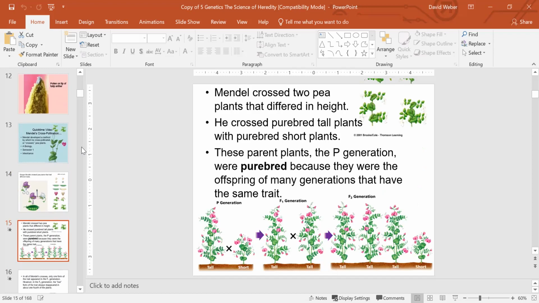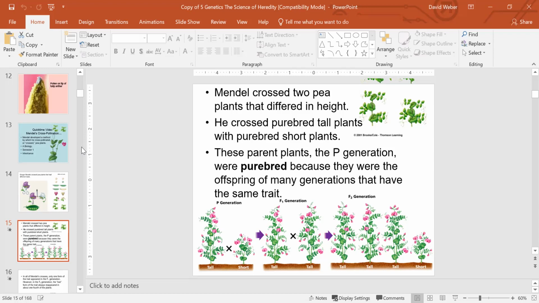So Mendel crossed two pea plants that differed in height. He crossed purebred plants, meaning they were of their own breed and did not have anything else. These were called the parent plants, the P generation, and were purebred because they were the offspring of many generations that have the same traits. Write that last bullet point down. Your parents would be the P generation, purebred because they had many offspring that had the same traits.